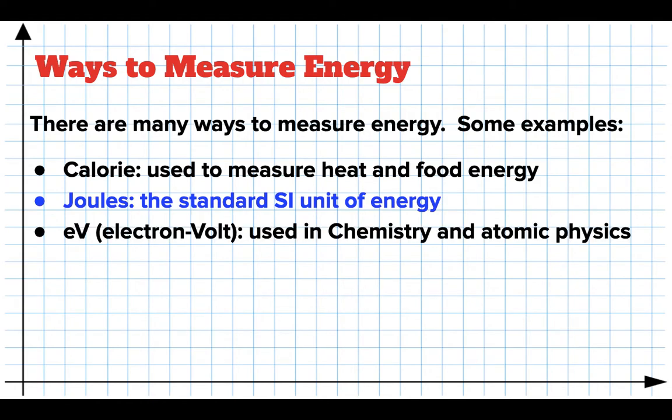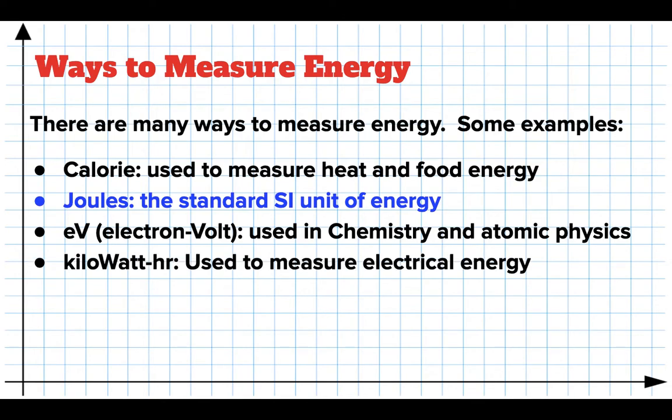One is called an electron volt. So in chemistry and atomic physics, we use electron volts as a unit of energy. You might remember talking about things like ionization energy and binding energy back when you were in chemistry, and those are measured in electron volts. Another way to measure energy is a kilowatt hour. This is how much electrical energy we use. If you go to the electric meter outside your house and look at it, you'll see it is calibrated in units of kilowatt hours. So that's a unit of energy.